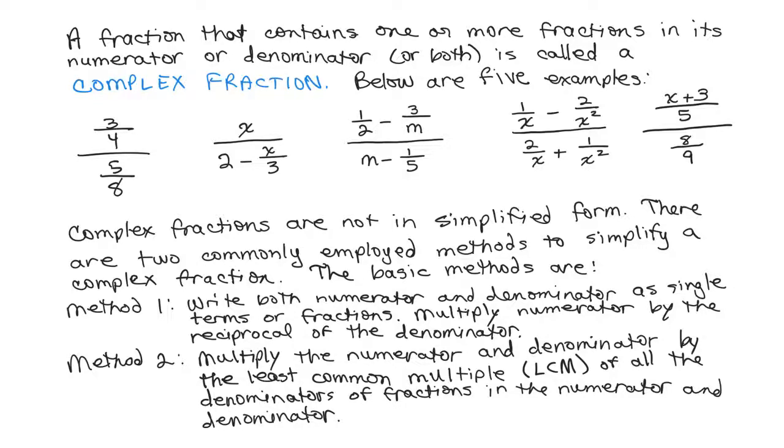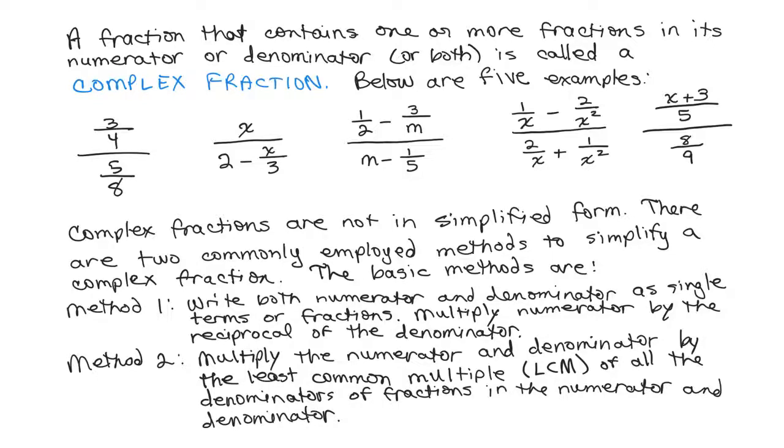The first example, we have 3/4 over 5/8, so it has a fraction in the numerator and a fraction in the denominator. The second one, there's an x alone in the numerator, but in the denominator, there's two terms, 2 minus x over 3, so there's a fraction there. And you can see from the third, fourth, and fifth examples, I have fractions in both the numerator and denominator.